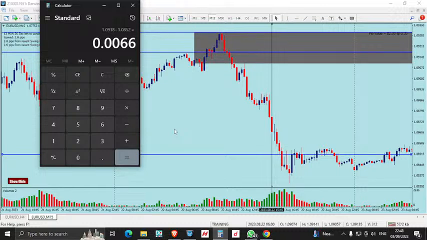So if it is somebody that has a good capital, maybe trading with one full lot, this 66 can be $660. Because if you are trading with one standard lot, one movement will give you $10. But if you are trading with 0.1, one movement will give you $1.